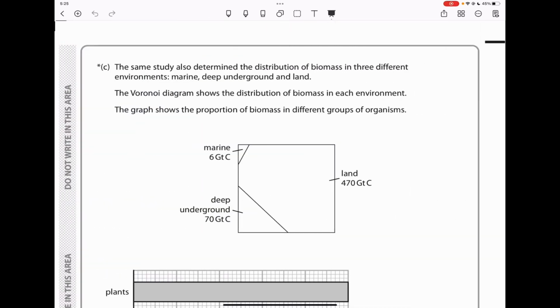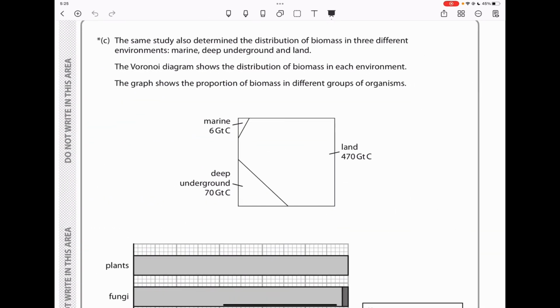And then next here we see they say the same study also determined the distribution of biomass in 3 different environments. They did marine, deep underground, and land. The Voronoi diagram shows the distribution of biomass in each environment. The graph shows the proportion of biomass in different groups of organisms. So here we can see there are organisms on land, the organisms deep underground, and then those in marine. And again, since this is a Voronoi diagram, we can see land has the greatest biomass, and then deep underground, and then we go to the marine.